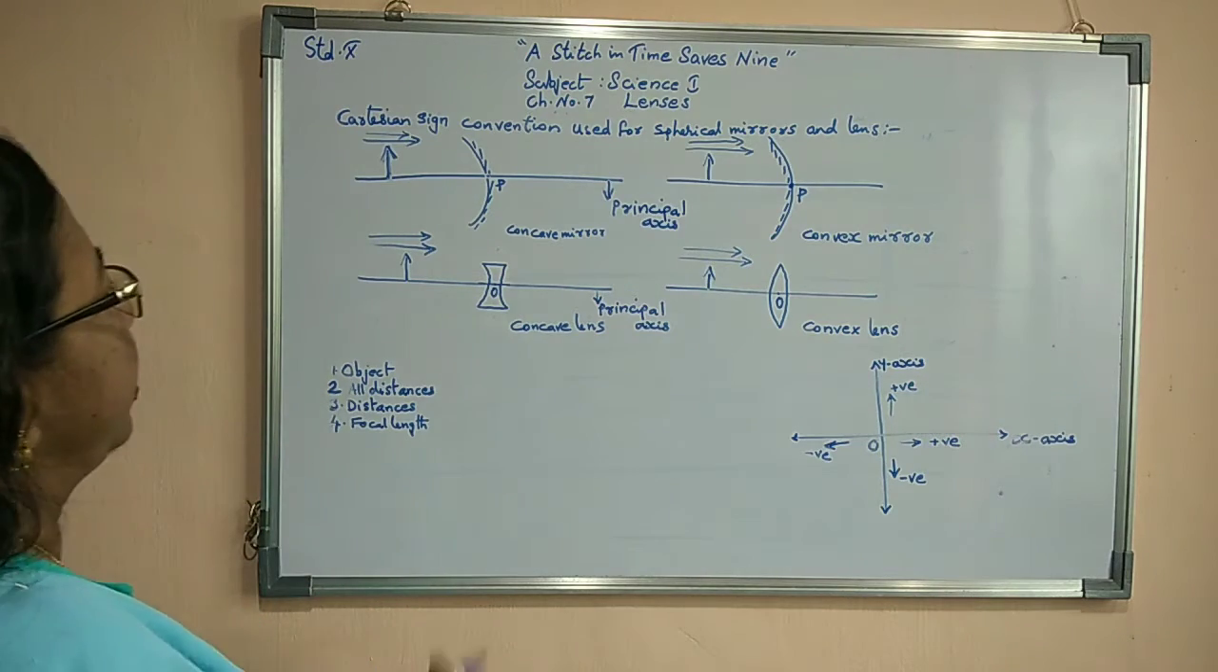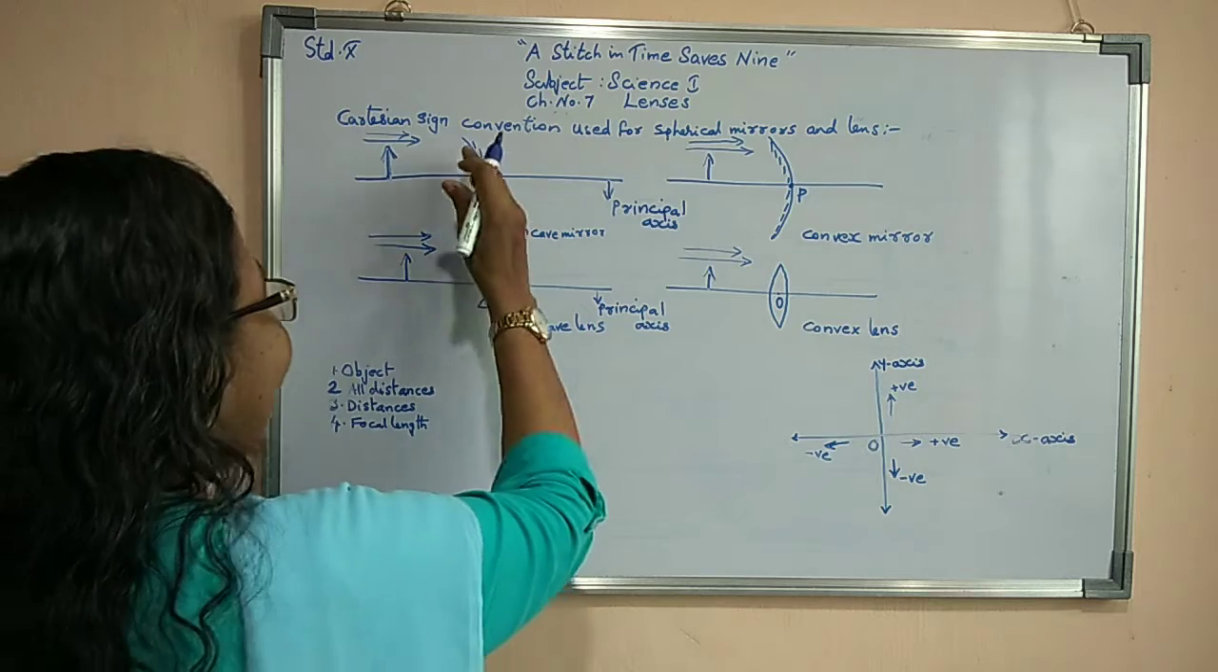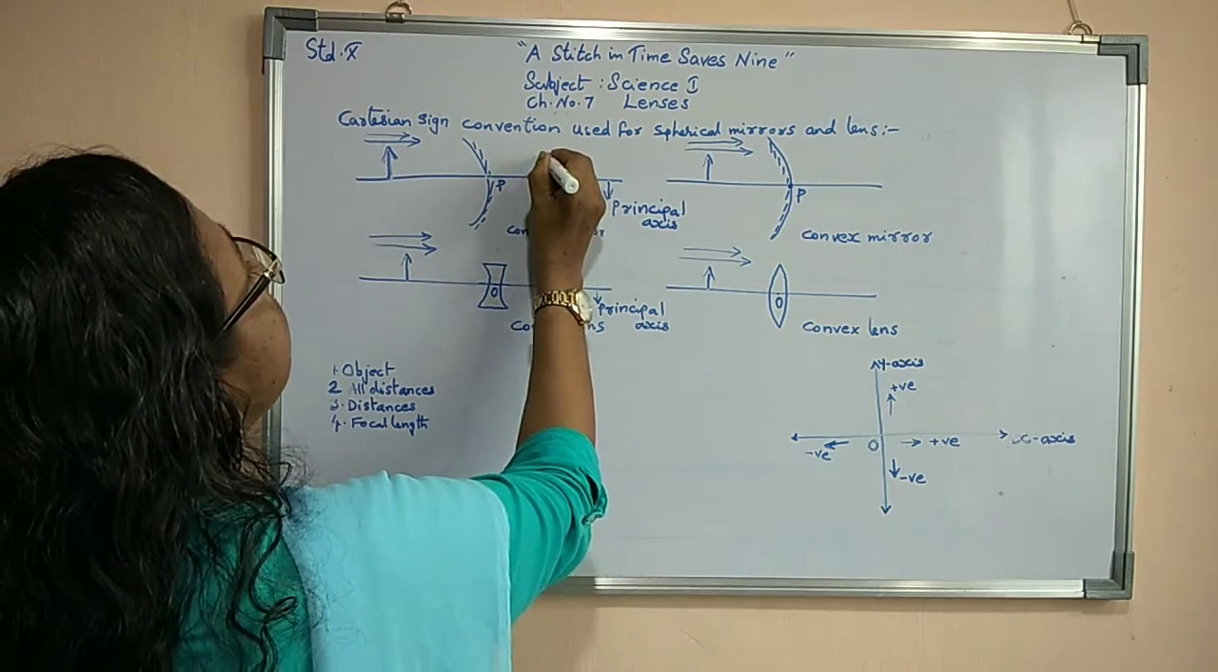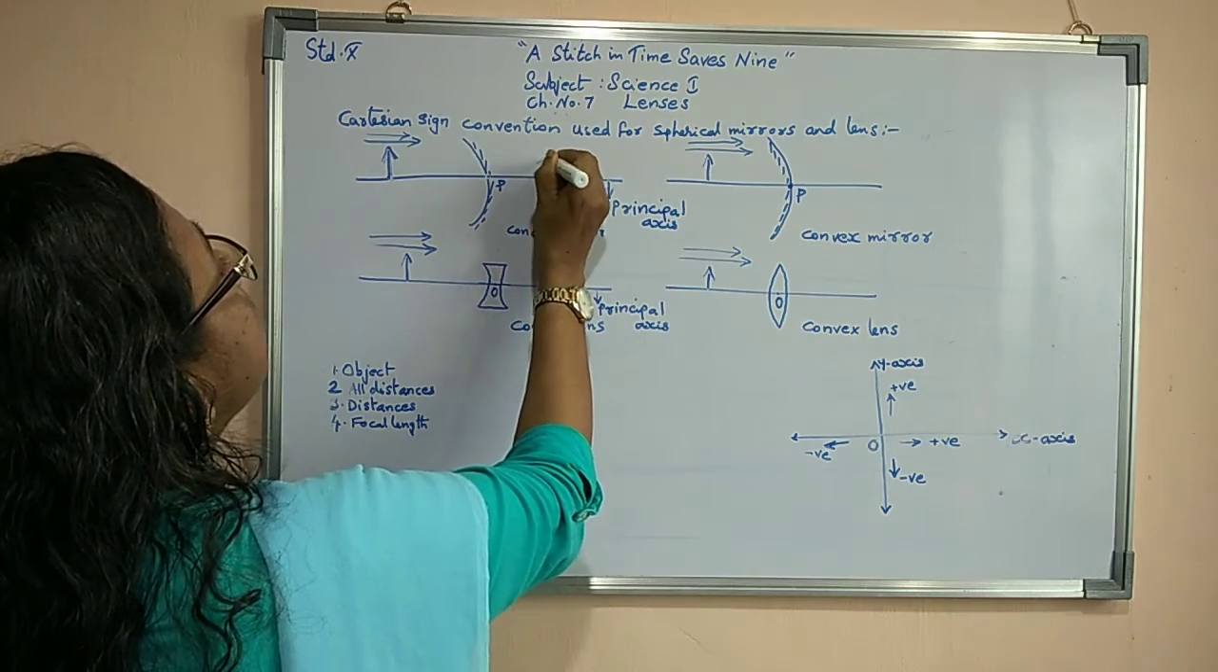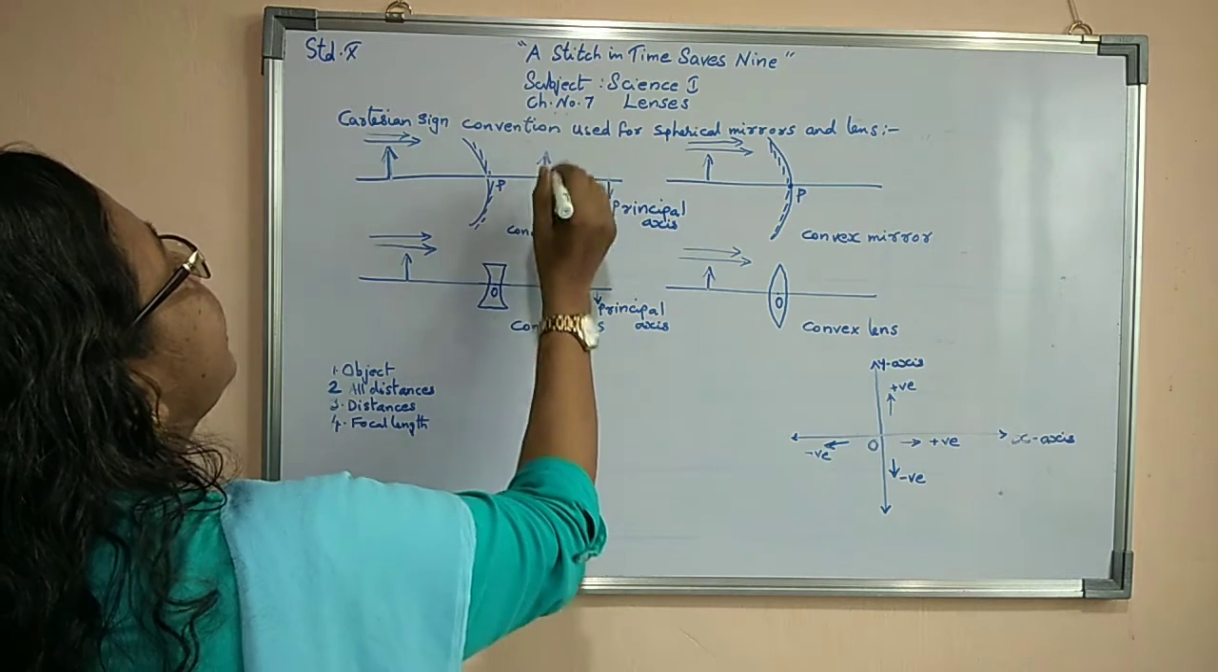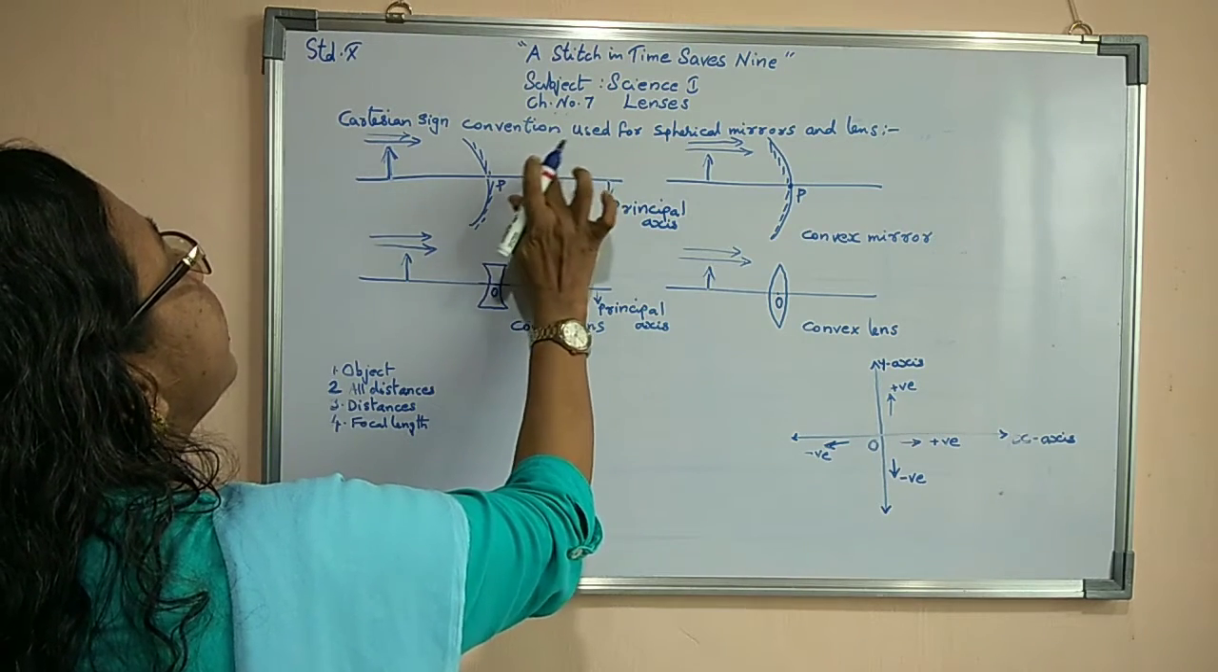Now the third point, distances to the right of the mirror. Which distances are there? On the right hand side. We can say that this is the right hand side.